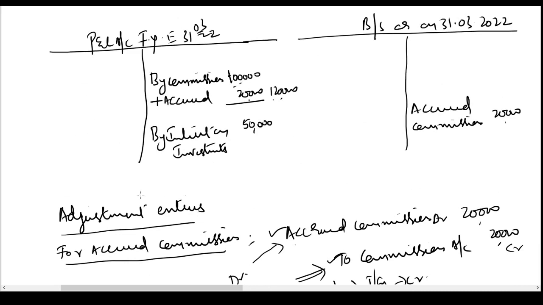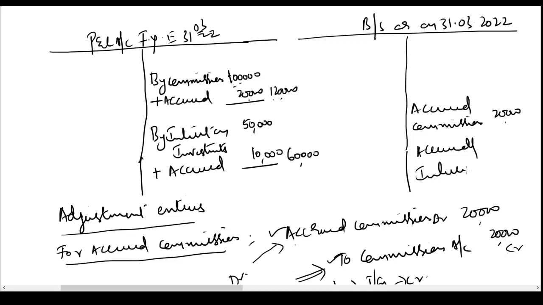So how do you deal with it? Same way. Interest on investment was already showing a credit balance. If you credit it again, it will increase the balance. So we'll go to the P&L and add it. And we will have in the balance sheet accrued interest 10,000. So this is how I deal with the accrued income when it is given outside the trial balance. I'll add it to the respective income and show it as an asset in my balance sheet. So this is how I deal with accrued income in my books of accounts.